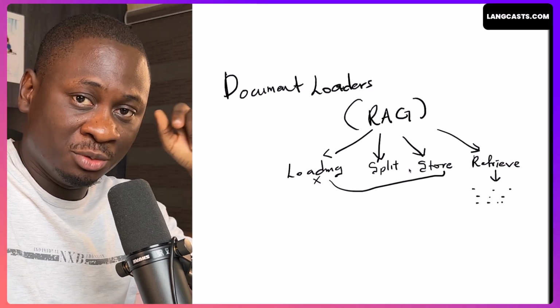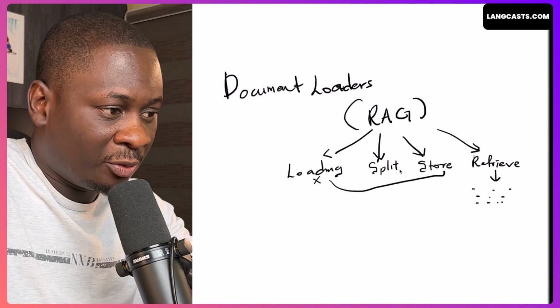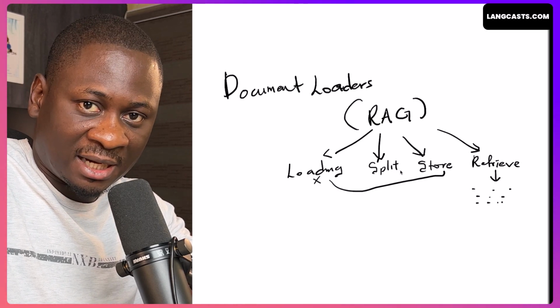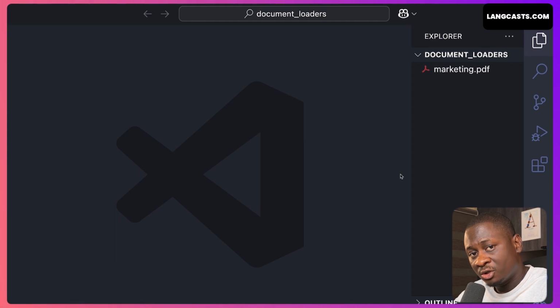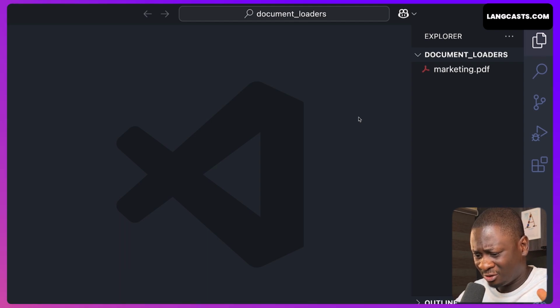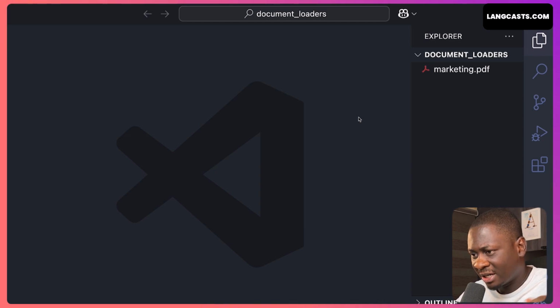So the next thing we're going to do is to go into VS Code and see how we can load documents in LangChain. So back in VS Code, I've created this folder called document loaders. Probably should have called it document loading. As you can see, there's a PDF inside called marketing.pdf. The PDF I got from HubSpot on social media marketing, digital marketing basically. Pros and cons of different digital marketing strategies. That's what is inside this PDF.